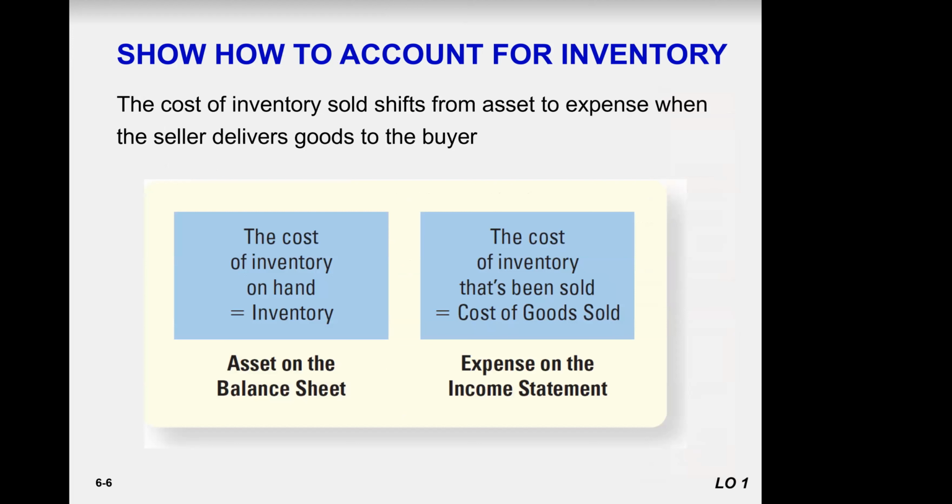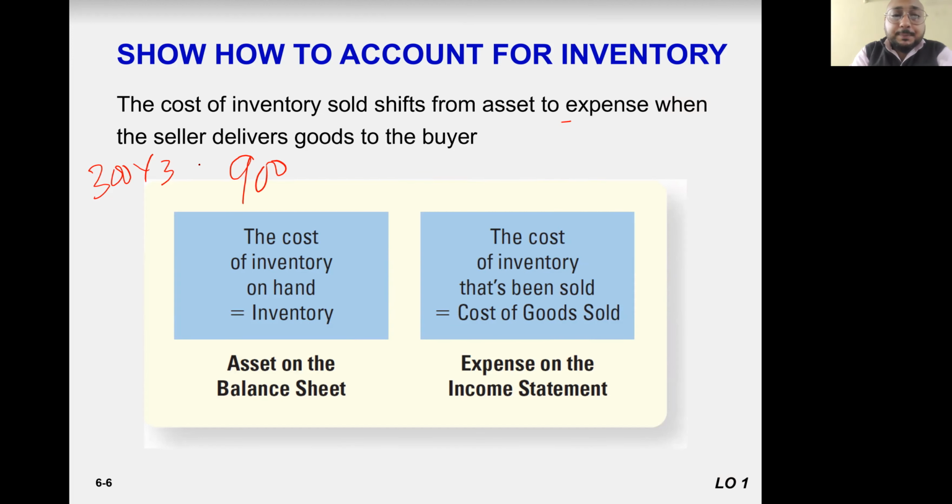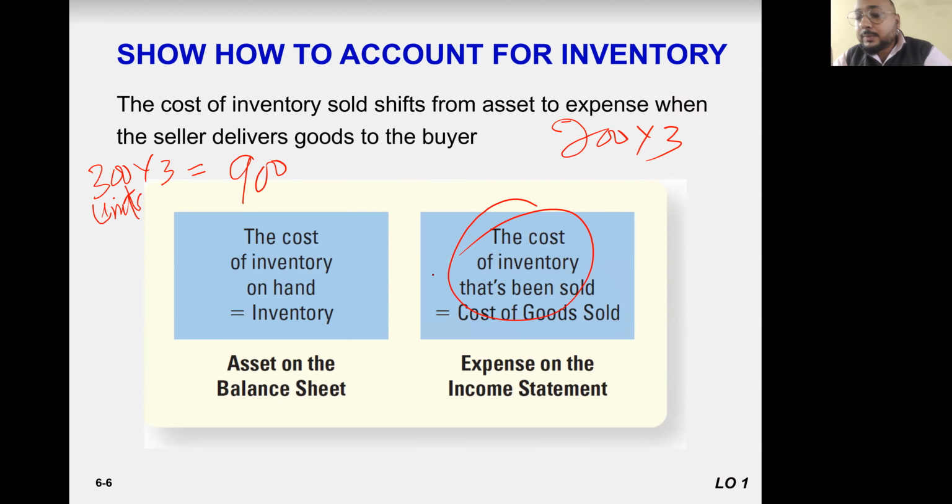Okay. So the cost of inventory sold shifts from assets to expenses. All right. So in the previous example, we discussed that we purchased 300 towels. These are units. Our cost was 900. And when we sell 200, we showed it under cost of goods sold. So remember, the idea of having inventory is that the unsold goods, which goods? The finished goods. Some goods are semi.